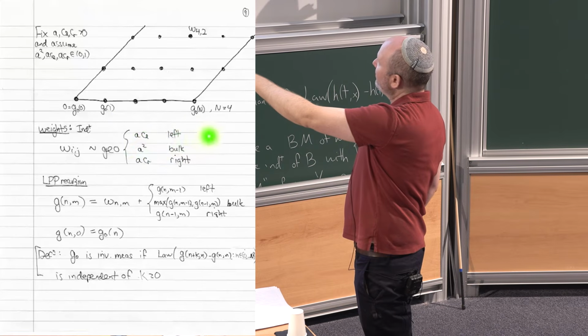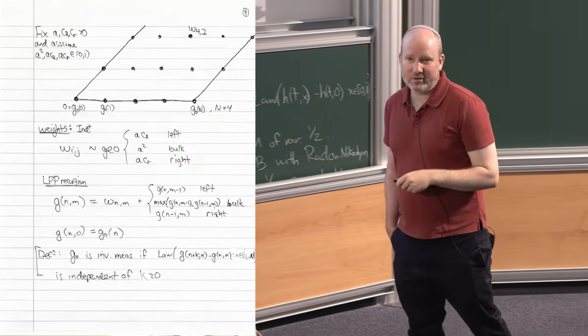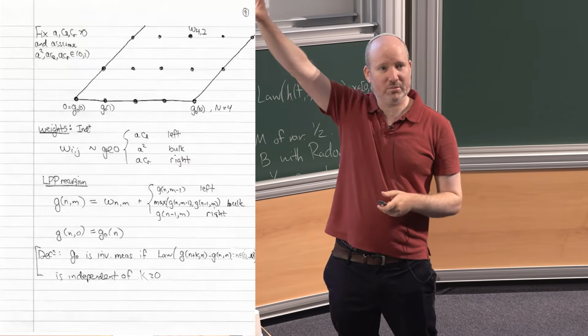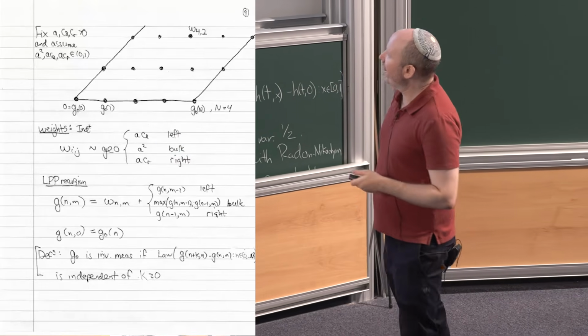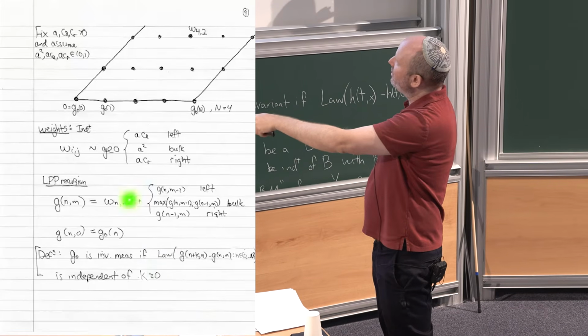In the bulk, it's going to be a geometric with parameter a squared, and on the right, it's geometric with a c_R. So just a bunch of independent geometric random variables I've populated in this strip. Now I define a recursion, which is called the last passage percolation recursion.